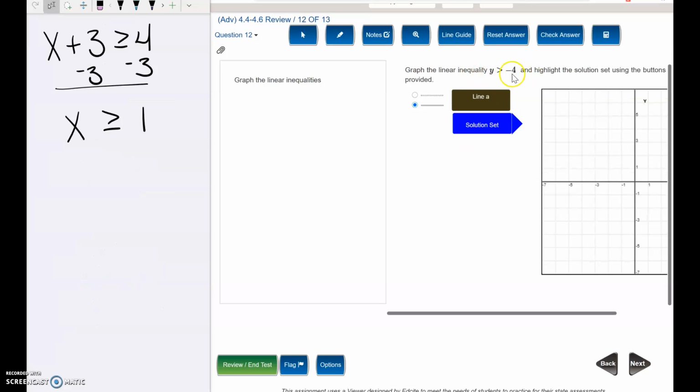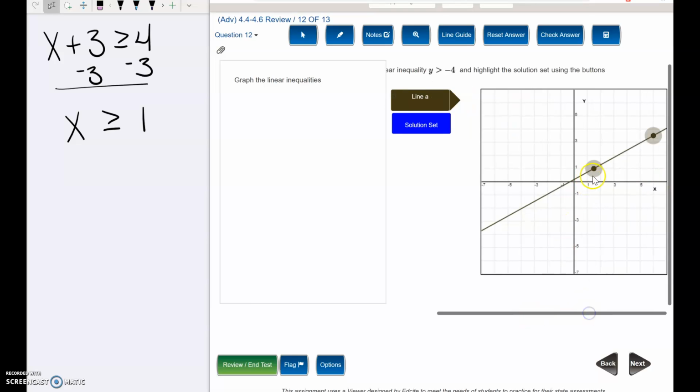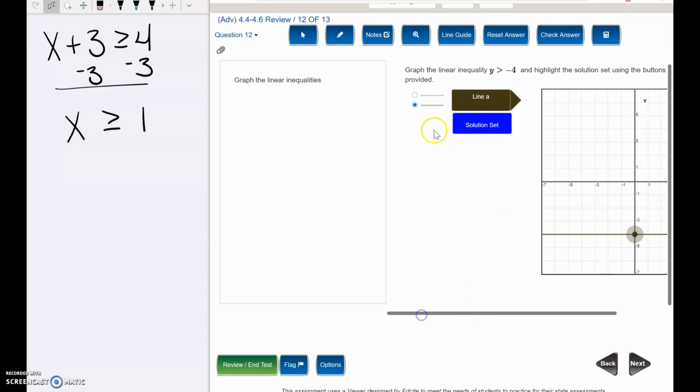The next one is a horizontal line. We click line A. I might have to scroll over here. We need this to be a horizontal line at 4. So it doesn't matter where the dots go as long as you create a horizontal line. Whoops, it says -4. We should make sure it's at -4. This should be a dashed line, and it says greater than, so we click solution set and shade up.